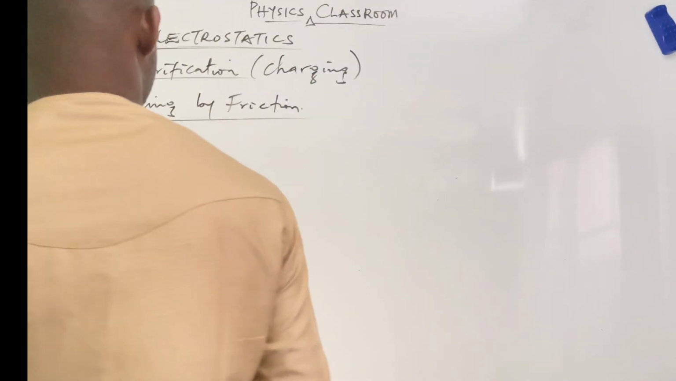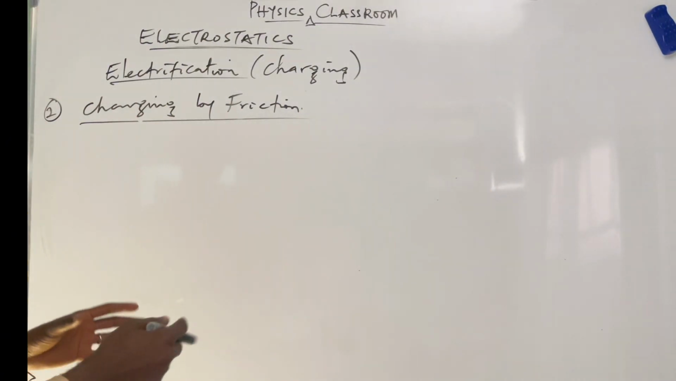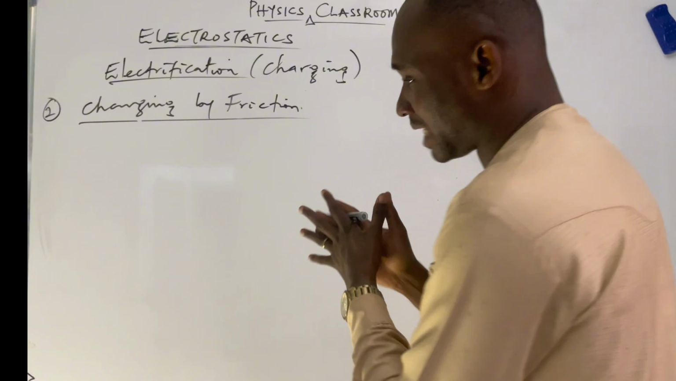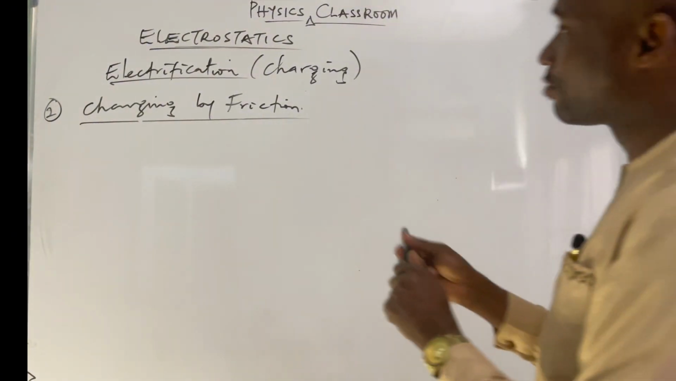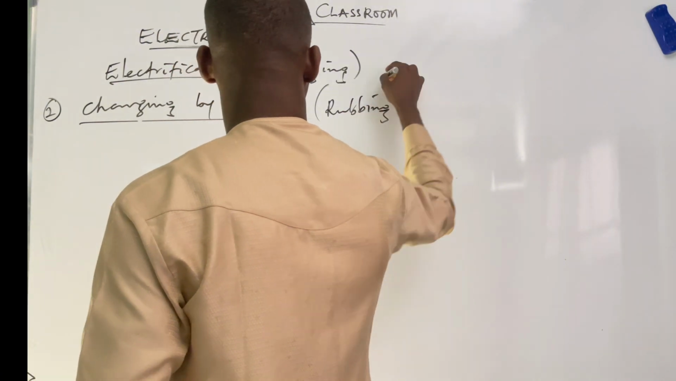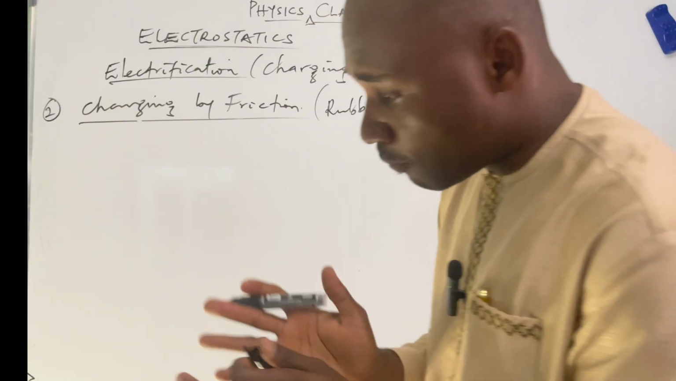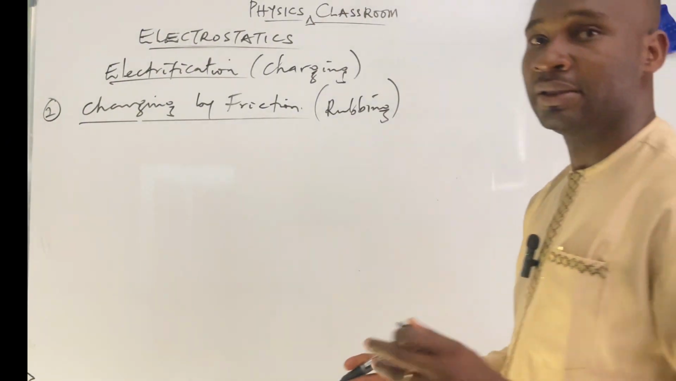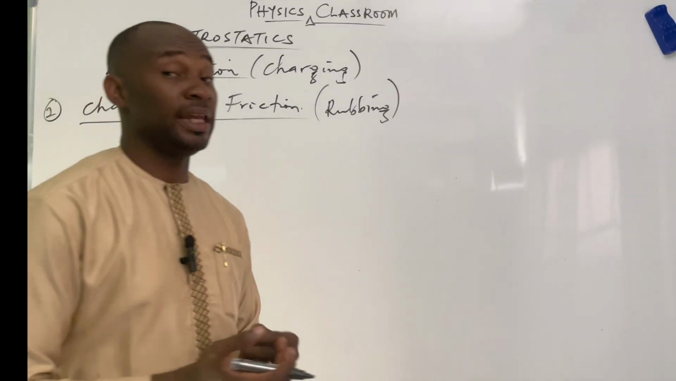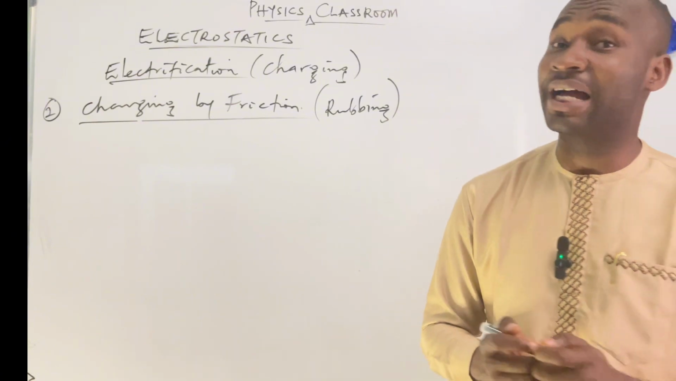So charging by friction has to do with 2 bodies being in contact. We call this the rubbing effect. When you rub one body over the other, there will be charges. One will lose electron, while the other will gain electron in turn. So that is how it works.